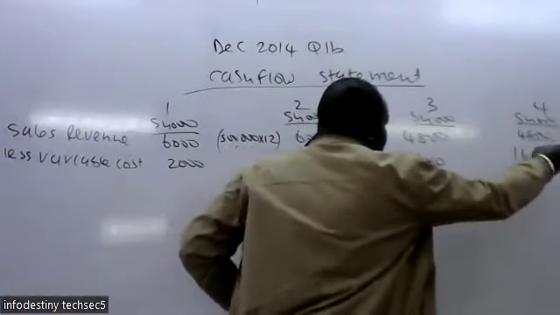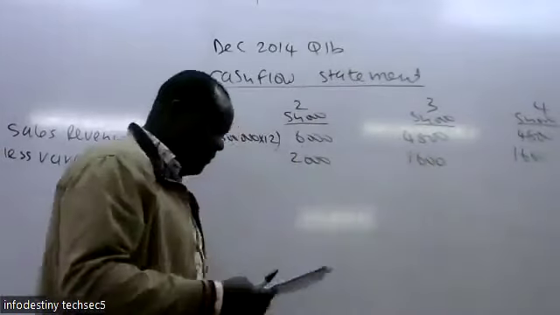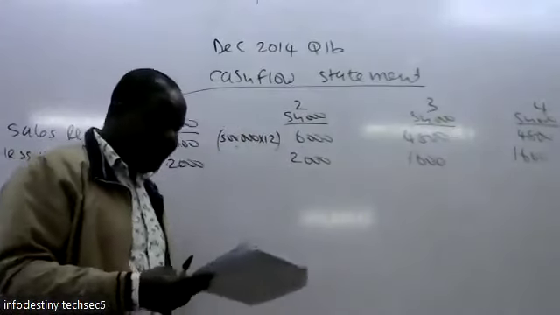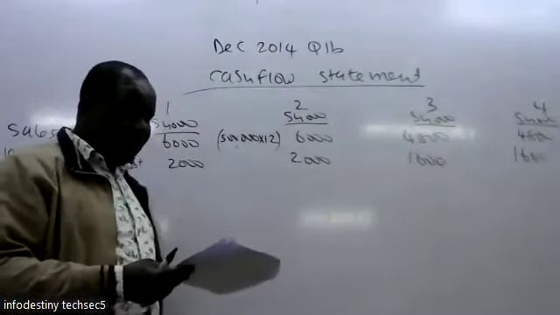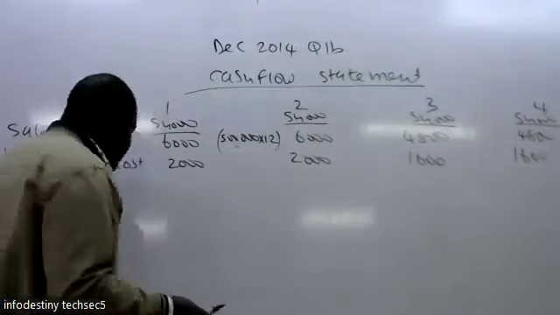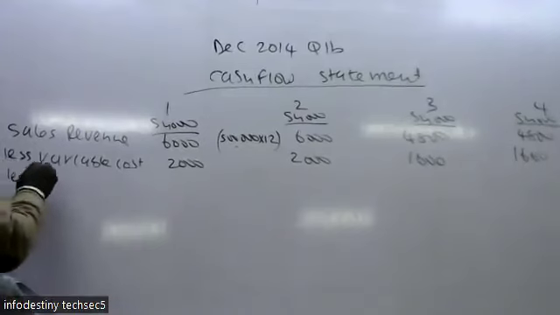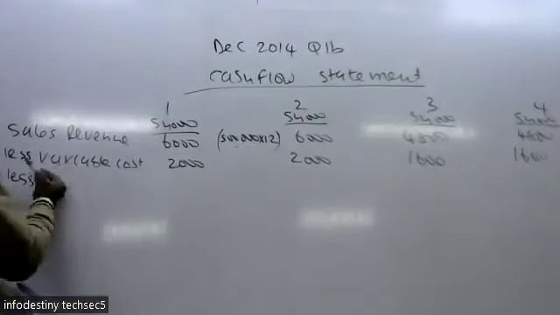Then there is another cost that was given. Are you able to see the running cost? That one has been given: 600, 650, 750, and 900. We should also be able to subtract the running cost.